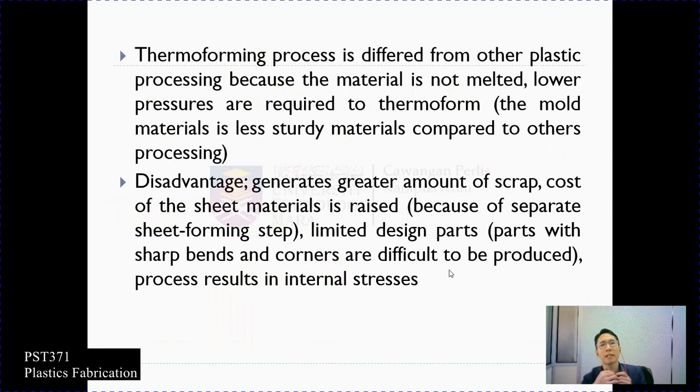The thermoforming process is different from other plastic processing because the material is not melted. As I mentioned earlier, it is not melted. Lower pressure is required for thermoforming. When there is lower pressure, less energy is used. Energy correlates with the cost of manufacturing, so we can say this process is very cheap compared to other types of process. The mold material is also less sturdy compared to other processing.